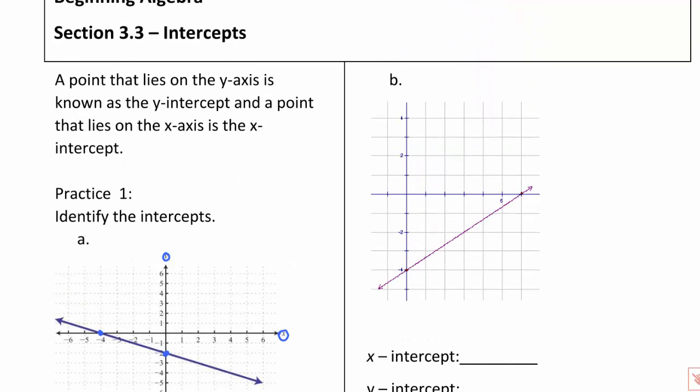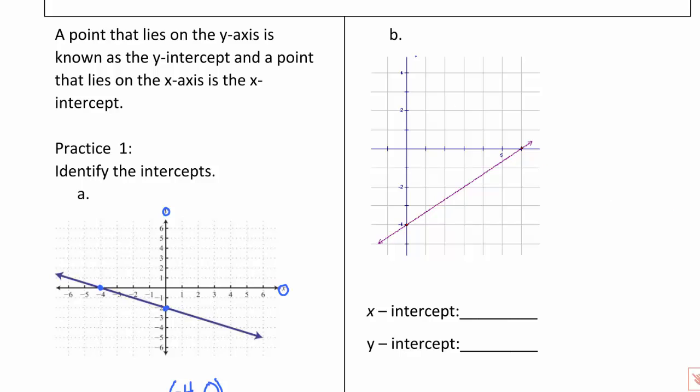Okay, let's look at B here. Again, we're finding the x and y intercept. Even though the axes are not labeled here, this is still the x-axis and this is still the y-axis. It's always going to be like that unless stated otherwise. Now, for the x-intercept, I go along the x-axis and the point at which it crosses is my x-intercept. Now, here's the thing about the x-intercept. The y value will always be 0, and the opposite with the y-intercept. The x value will be 0.